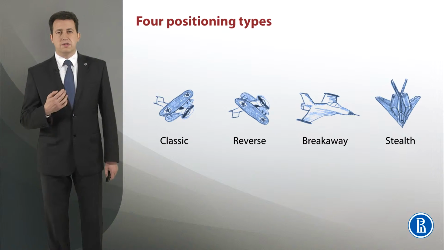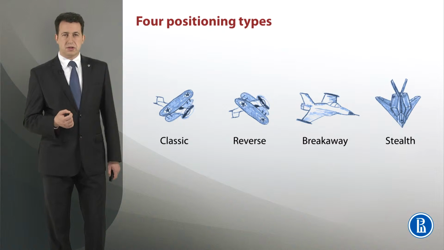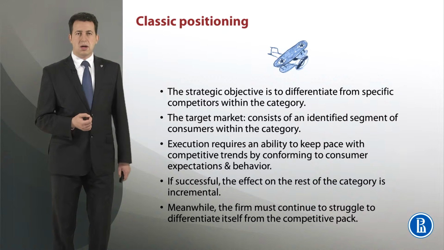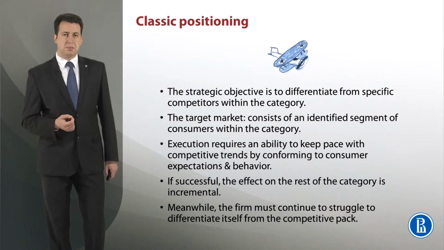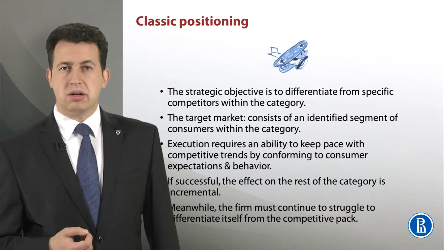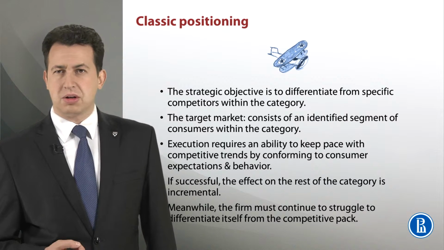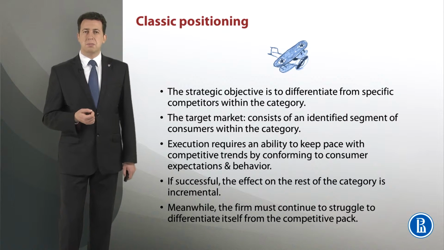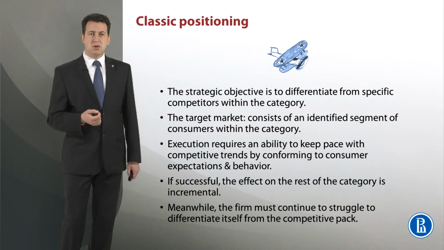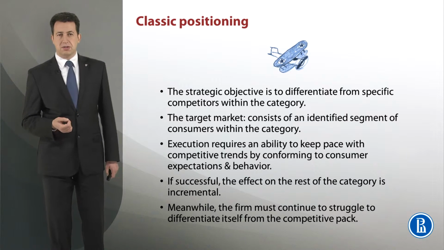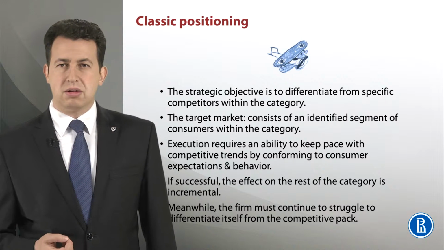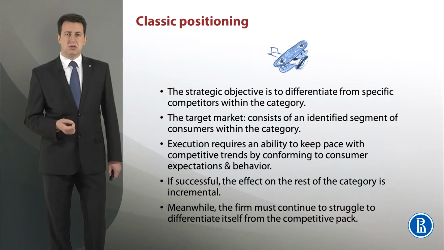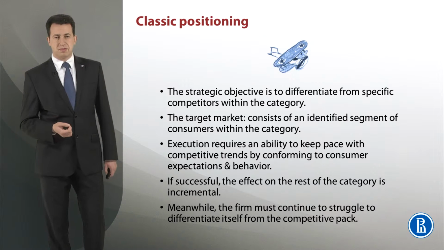There are at least 4 different types of positioning: classic, reverse, breakaway, and stealth. Classic positioning tends to differentiate the product from the specific competitors within the category. The target market consists of an identified segment of consumers within the category. Execution here requires an ability to keep pace with competitive trends by conforming to consumer expectations and behaviors. If successful, the effect on the rest of the category is incremental. Meanwhile, the firm must continue to struggle to differentiate itself from the competitive pack.